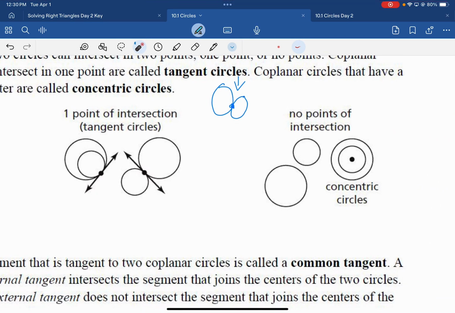All right, no points of intersection mean their edges never touch. Where do we see these on the left here that aren't even touching, like not even close? What's that? Planets. Oh, planets. So yeah, if you're drawing planets, okay. Eyeballs, right? Okay.